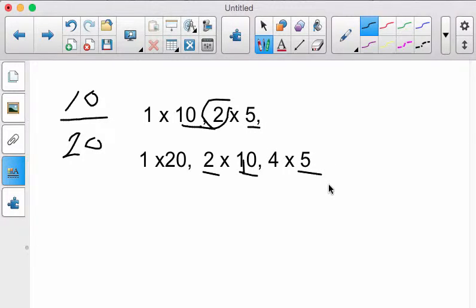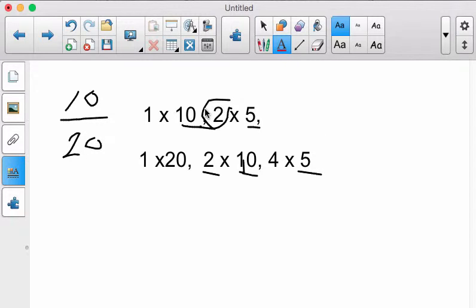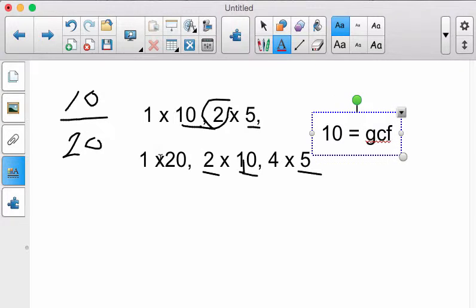So here's the big question. Which one of those numbers that they have in common is the greatest? Is the 2 the greatest? The 5 is the greatest? Or the 10 is the greatest? Well, the obvious answer would be 10. 10 is your GCF, meaning your greatest common factor.